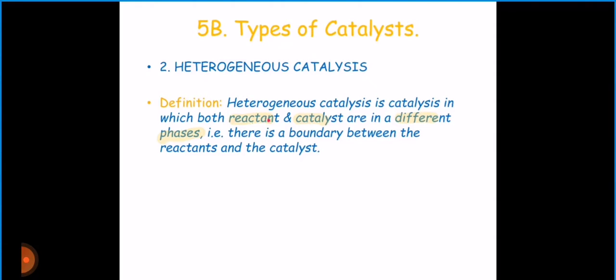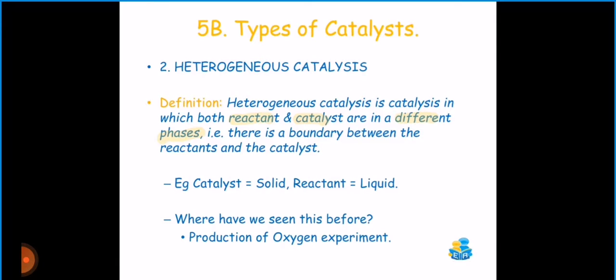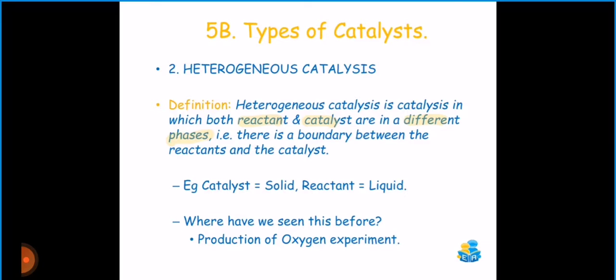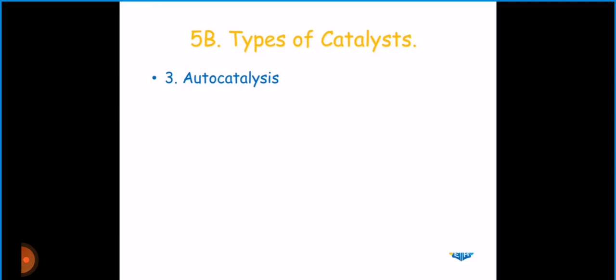So for example, your reactant could be a solid, so that must mean your catalyst is either a liquid or a gas. Now, we have seen this before in our earlier videos on rates of reaction, and this was in the production of oxygen experiment. This was heterogeneous catalysis, where we had our solid catalyst, which was manganese dioxide, and our reactant liquid, which was hydrogen peroxide. The third and final type of catalysis that we will look at is autocatalysis.